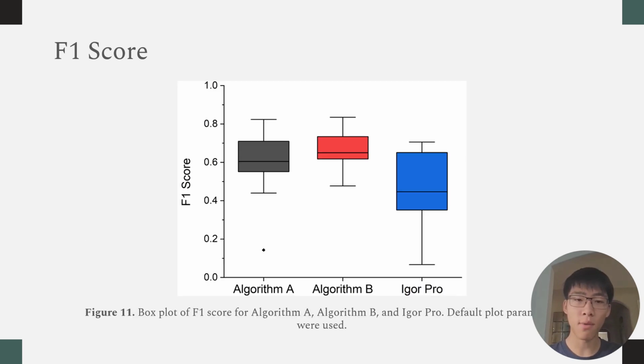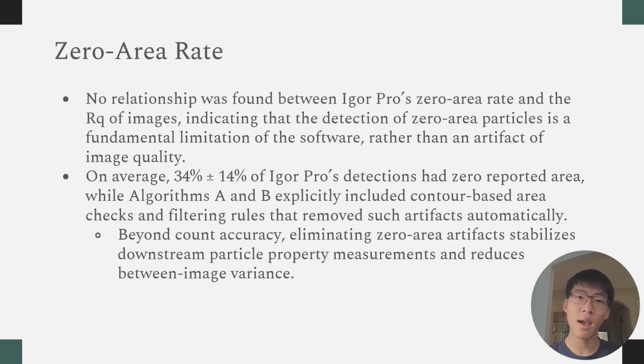Here's the box chart for the F1 score. Notably, algorithm B has the highest F1 score and also great consistency. And finally, we have the zero area rate. On average, 34% of IGRPro's detections were particles with zero area that had to be manually removed, while for algorithm A and B, this number was 0% because we had already deleted all of the zero area particles automatically.